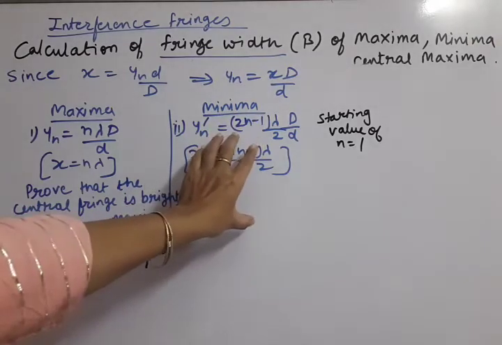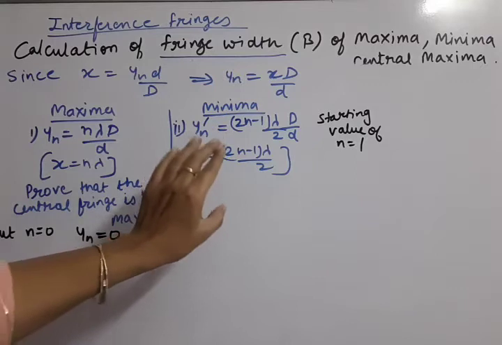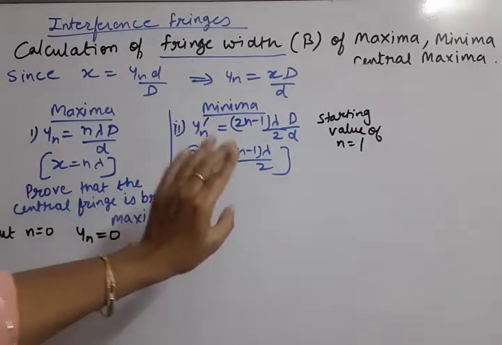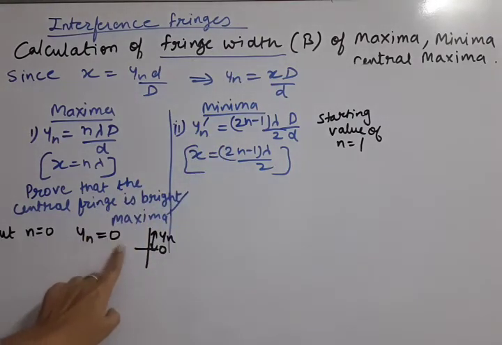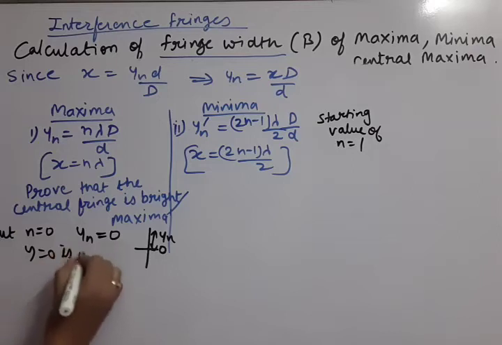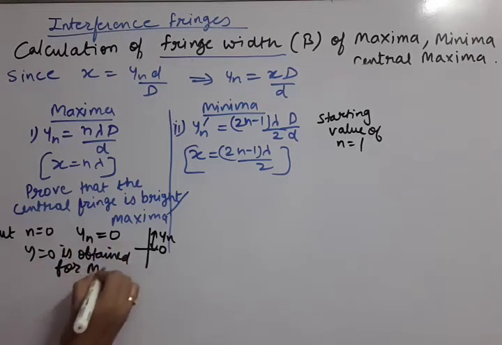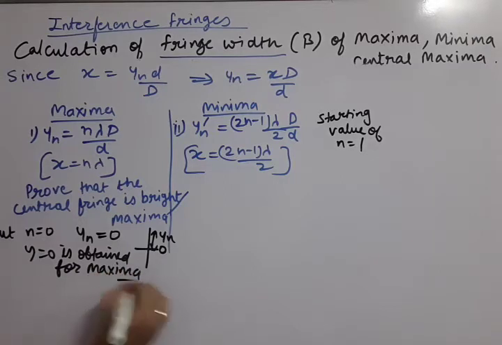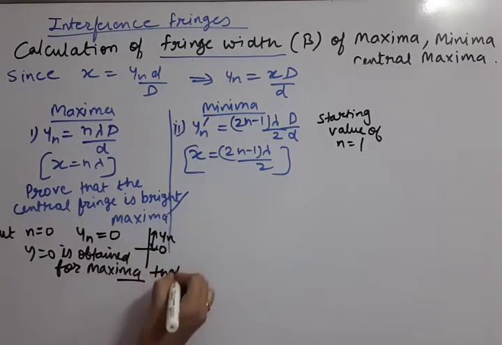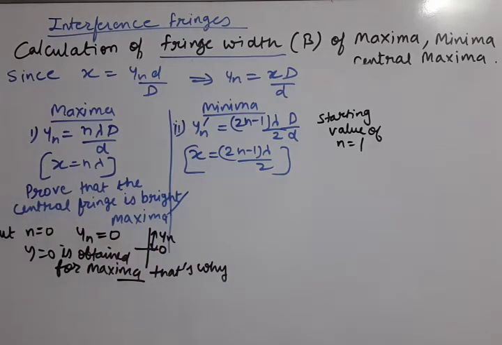So for minima, that condition is not satisfied for the central one. The y equal to 0 condition is not satisfied for minima. The y equal to 0 condition is obtained only for maxima. So since y equal to 0 is obtained for maxima, that's why the central fringe is a bright fringe.